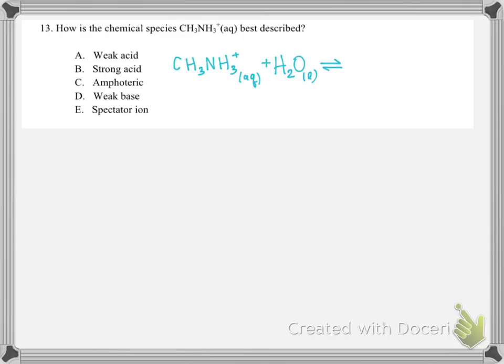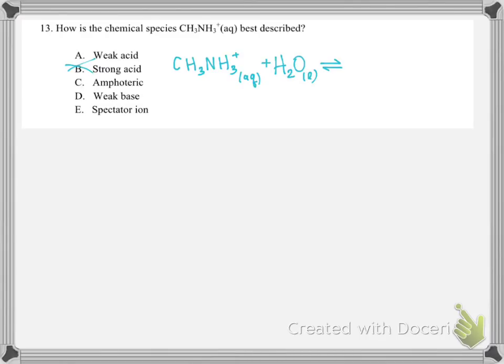Okay, so now in problem 13, they give us this nitrogen-containing compound and want us to describe it in terms of an acid or a base. Okay, so first let's just ask ourselves, is this one of our 7 strong acids or 8 strong bases that we've memorized? Hopefully it's evident that this is not one of our strong acids or bases. So we can eliminate the strong options.